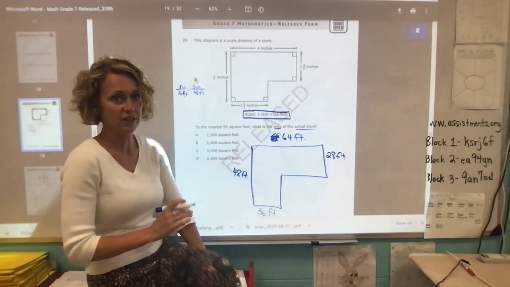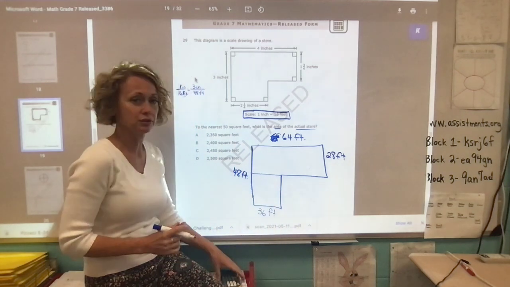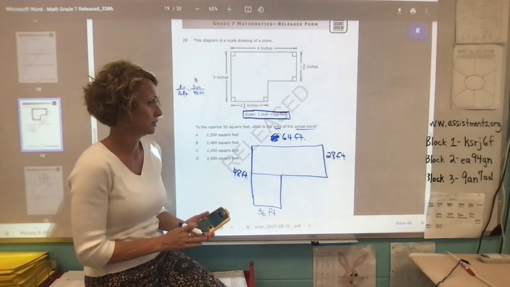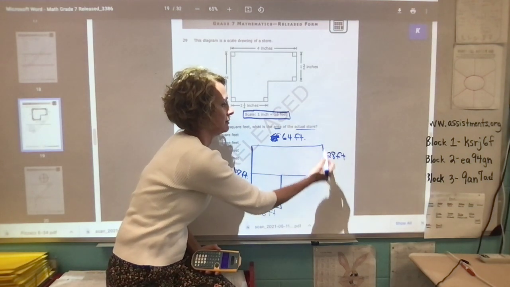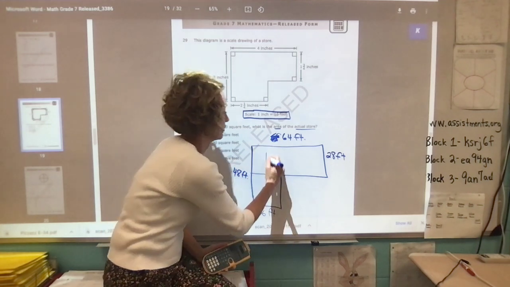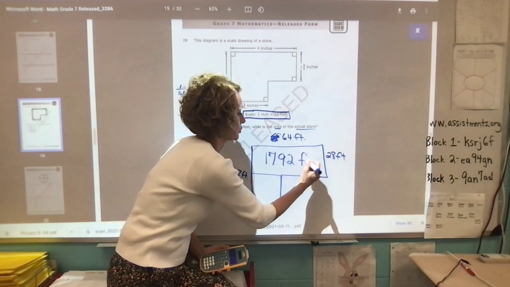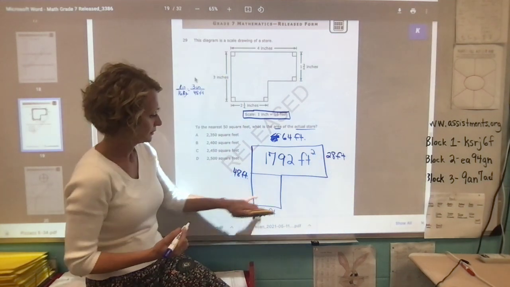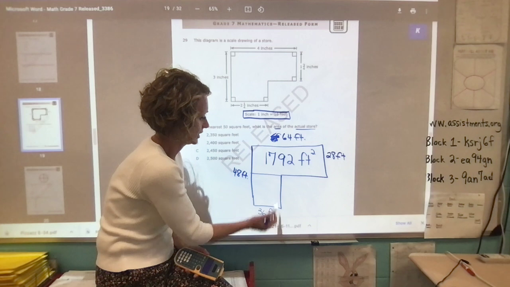in square feet. So I've got an irregular figure, and I'm going to divide that up into 2 smaller rectangles. So up here, I know the dimensions of that rectangle are 16 by 28. So I'm going to multiply those out to get my area. I'm going to write that in there. It's 1,792 square feet.